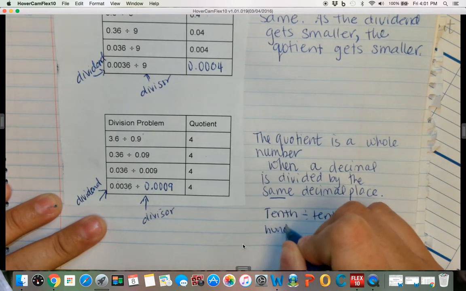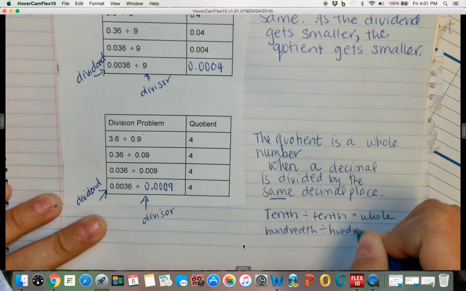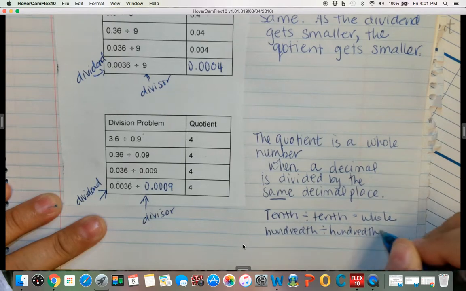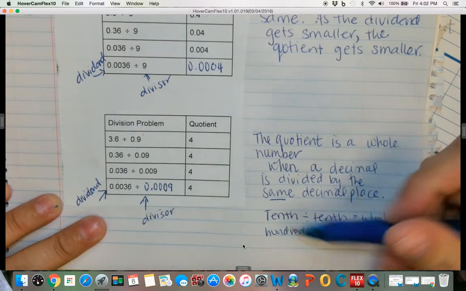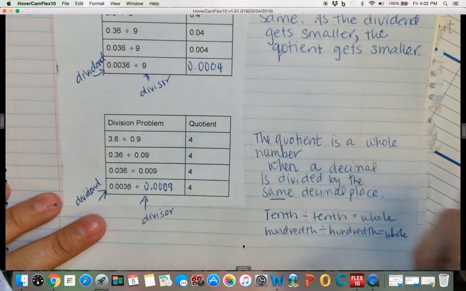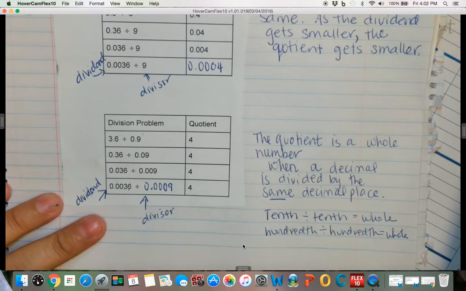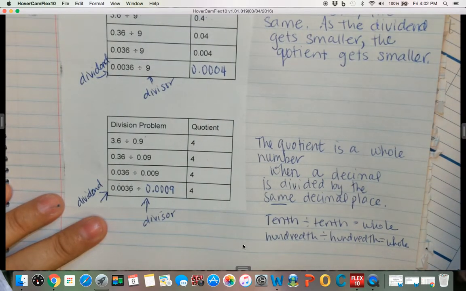Hundredth divided by 100th, and so on and so forth, if we look at the pattern. Okay, so now that we've talked about that, I want to talk about why that works.